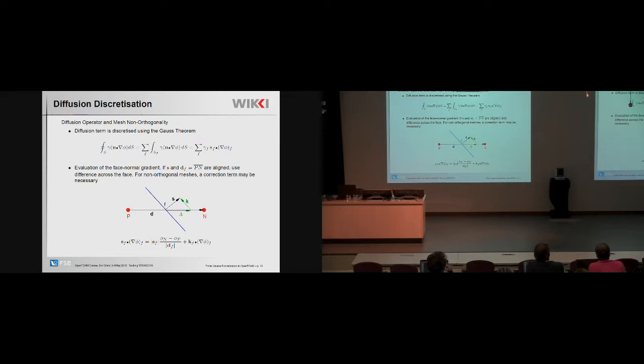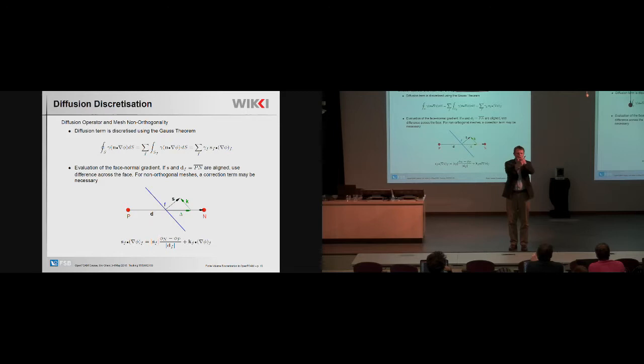Okay? Now, the discretization comes in two parts. The first part is mag S over mag D, phi N minus phi P. And the second part is K, which is that vector, multiplied by the gradient of my variable here. So how do I get the gradient in the middle of the face? Well, I calculate the gradient in the left cell center, I calculate the gradient in the right cell center, I interpolate it onto the face.